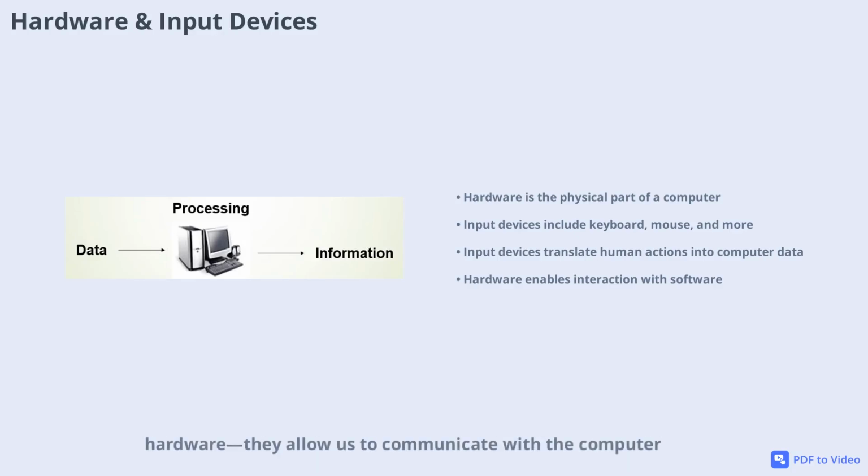Input devices are a crucial part of hardware. They allow us to communicate with the computer. The most common input devices include the keyboard and mouse, but there are many others, such as microphones, touchscreens, scanners, webcams, and even game controllers. Each device translates information from a form we understand into something the computer can process. For example, when you type on a keyboard or click with a mouse, you're sending instructions directly to your computer, making it possible to interact with software and perform tasks.